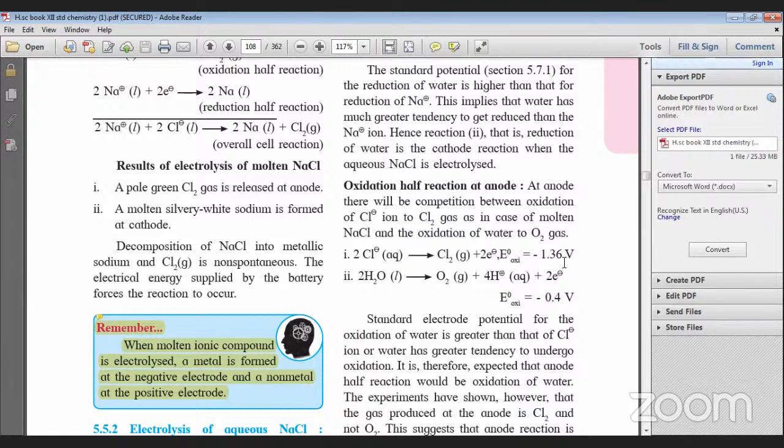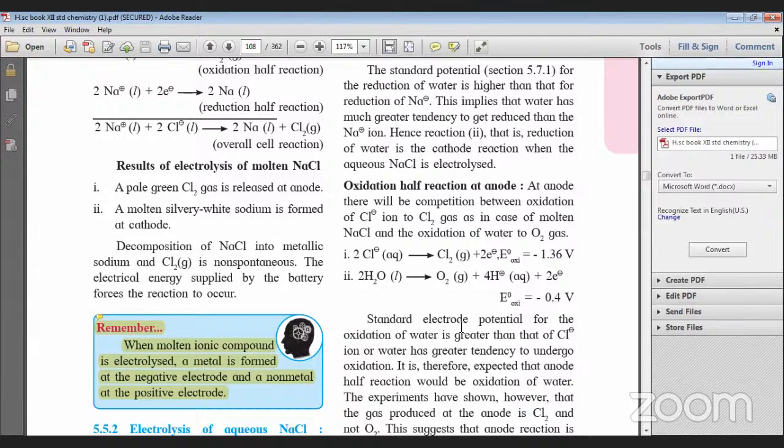Let's see its electrode oxidation potential. It's minus 1.36 volt. Whereas if, instead of chlorine gas forming, the water molecule moves towards the anode, then oxygen gas will be released. So two possibilities are there. Now, for this, the electrode potential is minus 0.4. So see, minus 0.4 is very close to 0. So what is the possibility? Which reaction will take place? The second reaction will take place rather than the first.